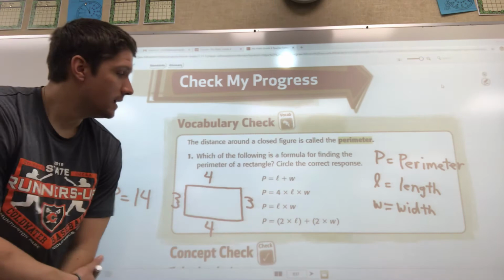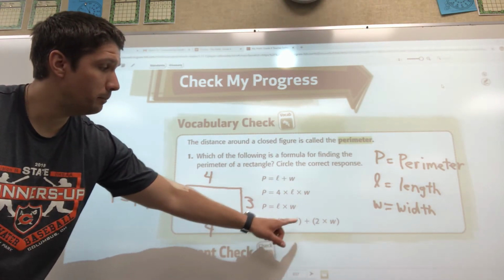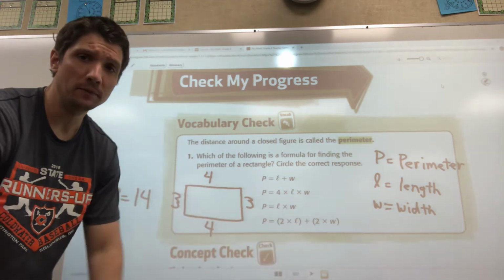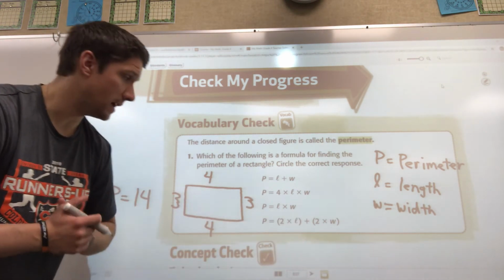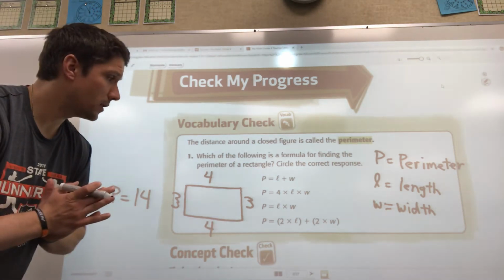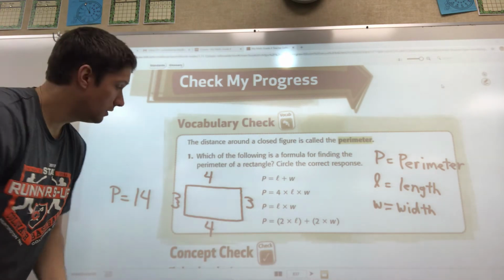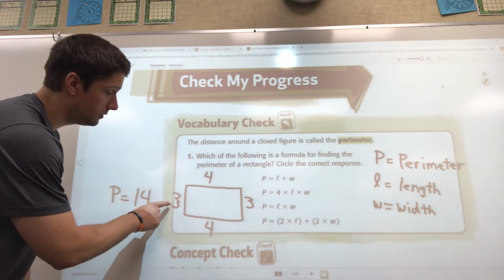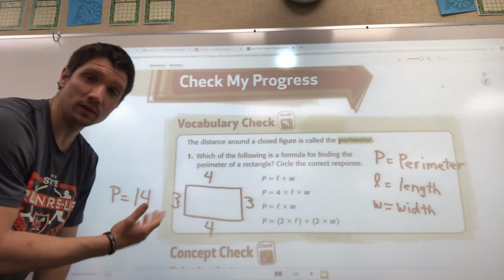All right, last one. It says perimeter equals 2 times L plus 2 times W. Now, I know that this equation probably looked pretty unlikely to most of you guys, but let's test it out, okay? Perimeter equals 2 times the length. So 2 times this length would be 6. 2 times 3 is 6.